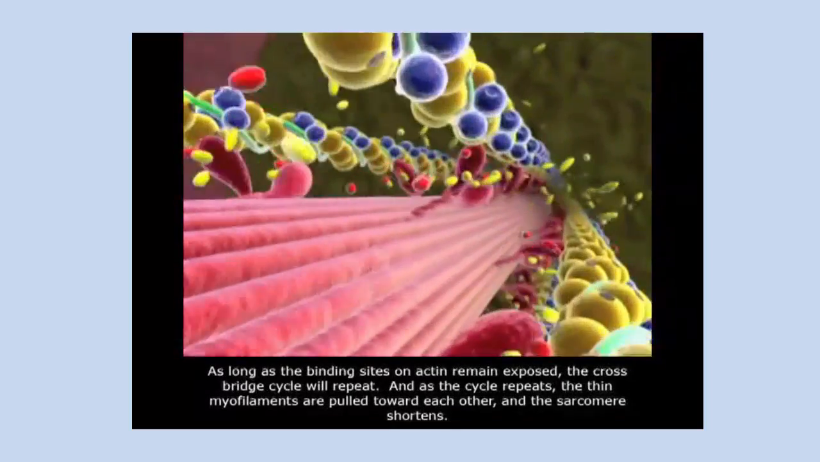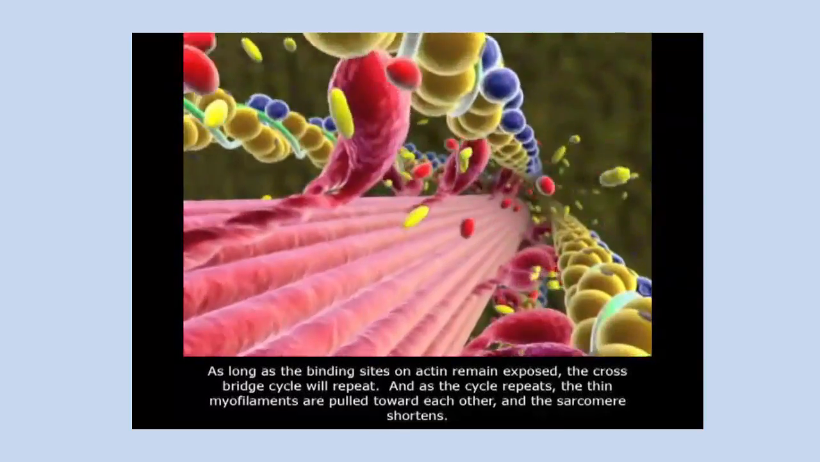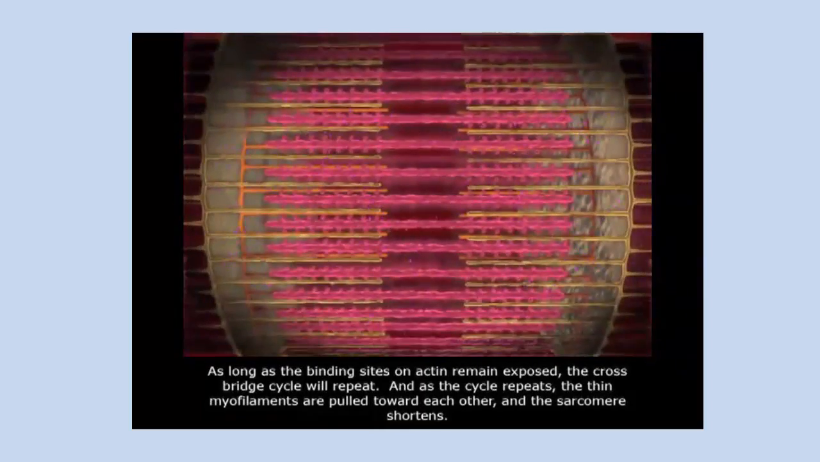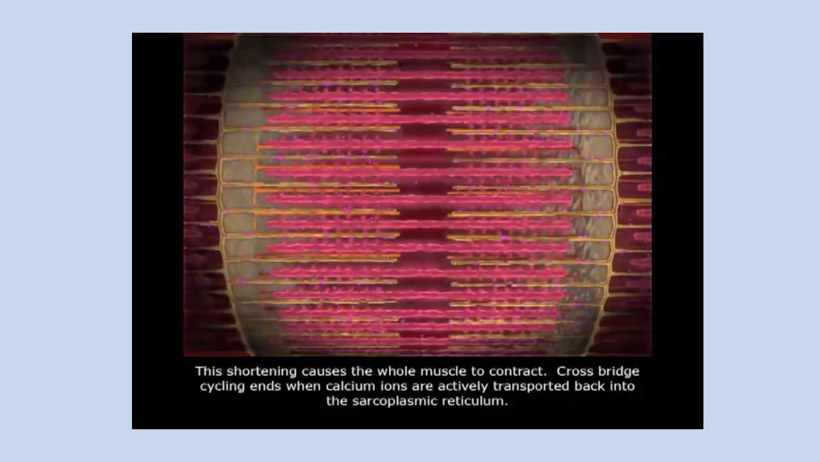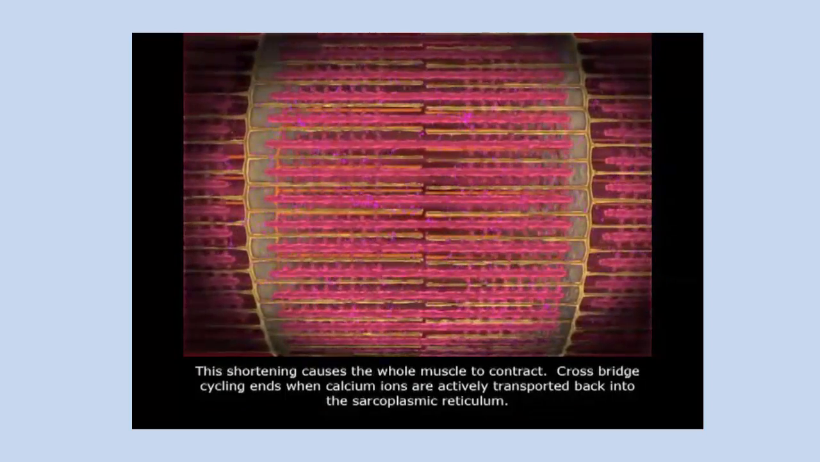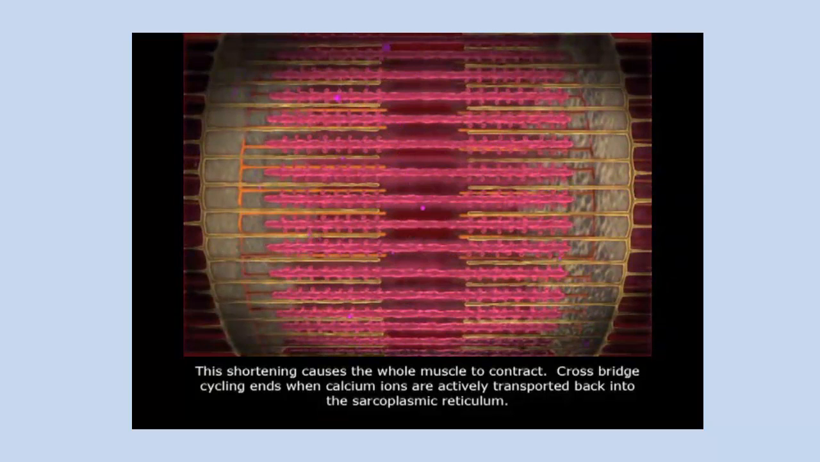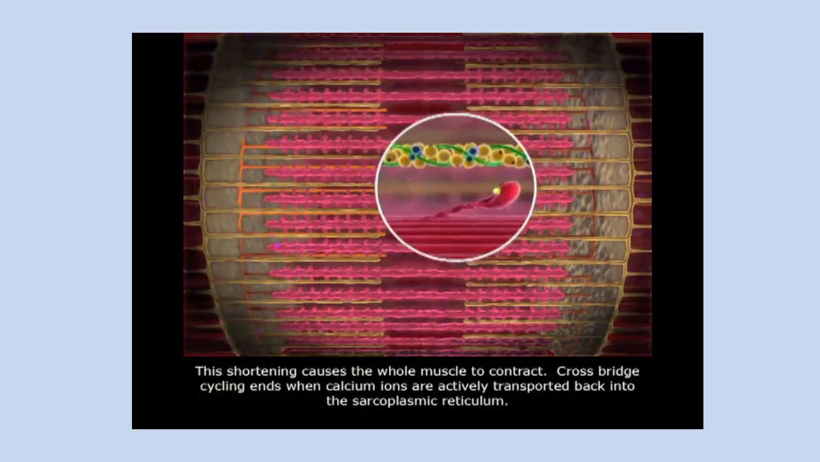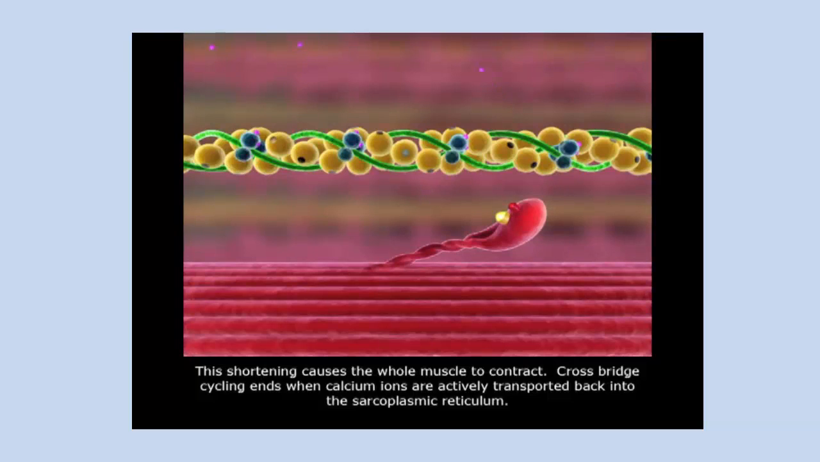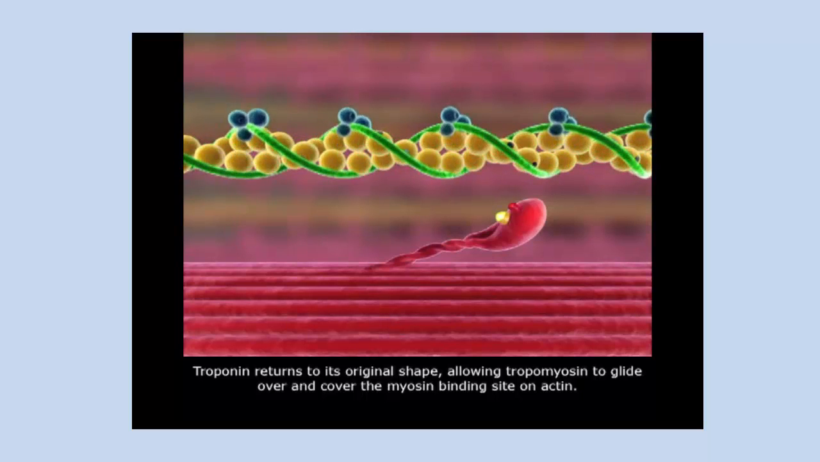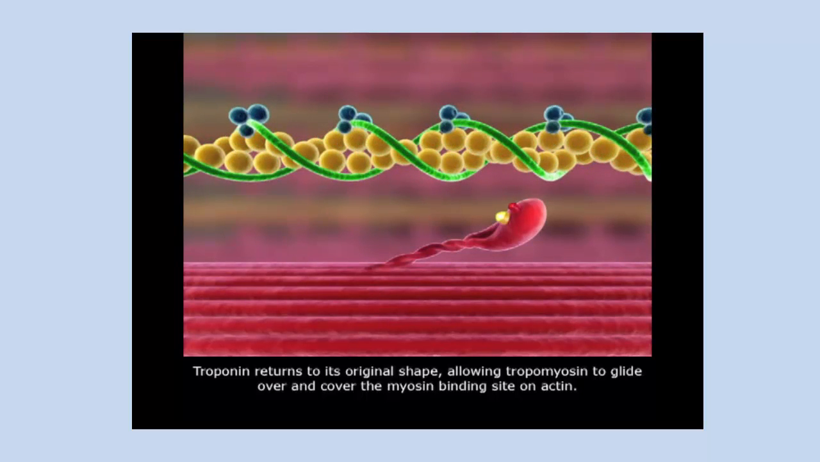As long as the binding sites on actin remain exposed, the cross-bridge cycle will repeat. And as the cycle repeats, the thin myofilaments are pulled toward each other and the sarcomere shortens. This shortening causes the whole muscle to contract. Cross-bridge cycling ends when calcium ions are actively transported back into the sarcoplasmic reticulum. Troponin returns to its original shape, allowing tropomyosin to glide over and cover the myosin-binding site on actin.